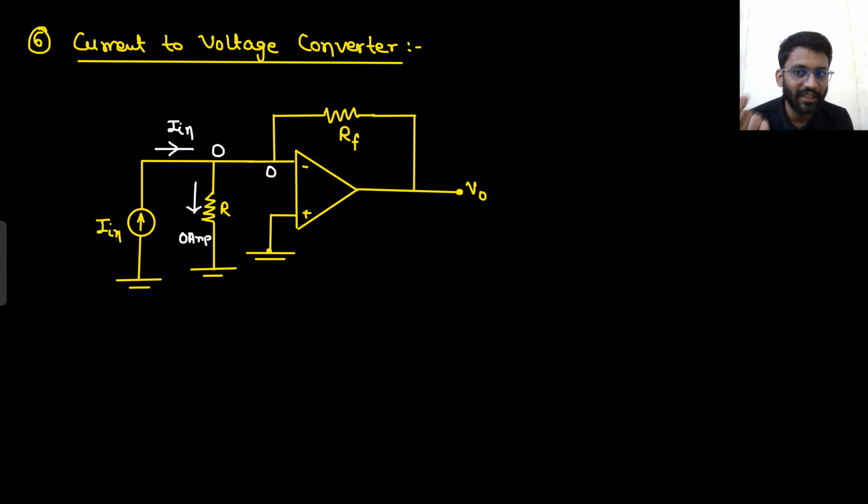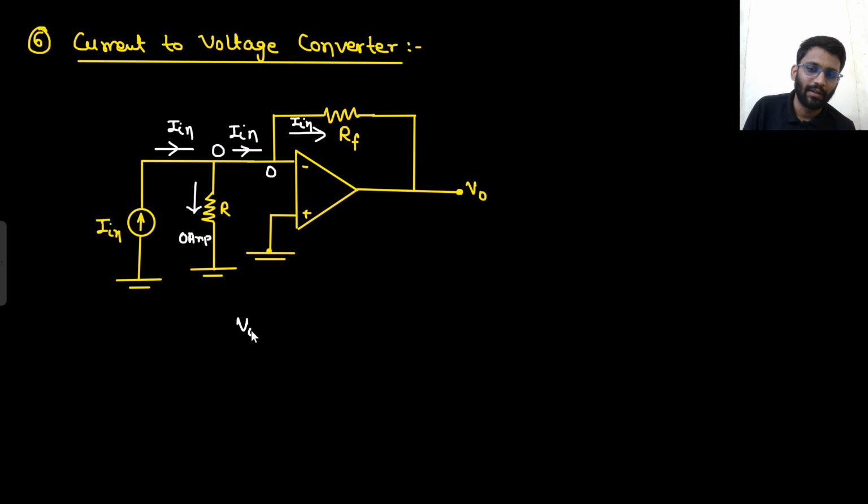That complete current should go through this short circuit path? This path is not short circuited. I told you this is a virtual short. So this is just 0 voltage. That's it. You should not consider it as a ground. This is just 0 voltage. 0 voltage here, 0 voltage here. So simply there is 0 ampere current coming. So this complete I in is flowing through this RF, because this I in cannot go into the OpAmp, so it will be flowing through only RF.